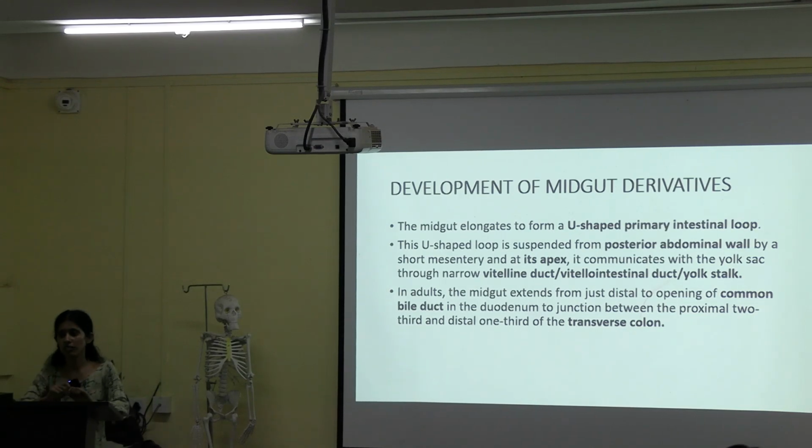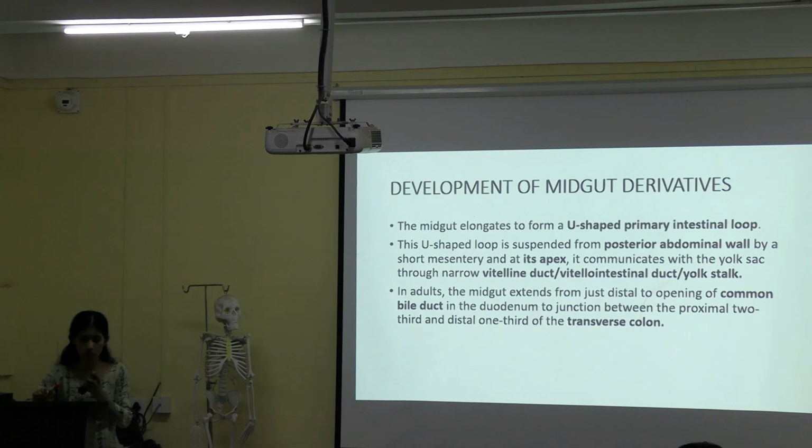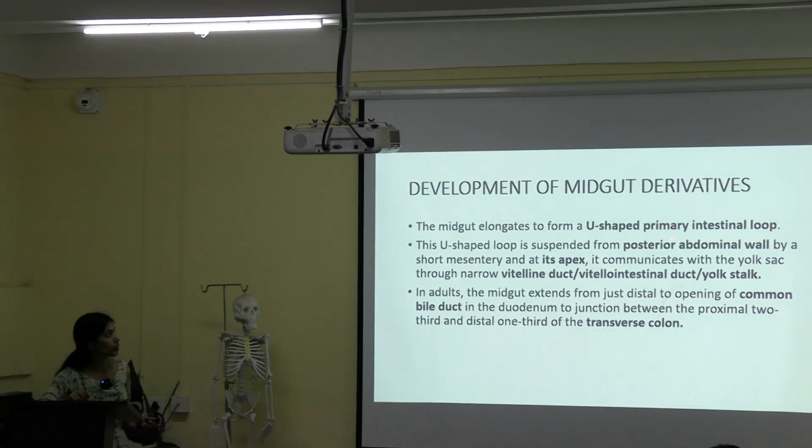We'll start with the development of midgut derivatives. Fine. So what are the derivatives of midgut? The midgut elongates to form a U-shaped primary intestinal loop. This U-shaped loop is suspended from the posterior abdominal wall by a short mesentery, and at its apex it communicates with the yolk sac through a narrow vitelline duct, also known as the vitellointestinal duct.